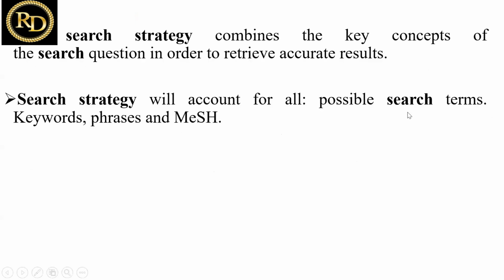So the search strategy combines the key concepts of the search question in order to retrieve accurate results. Once you have accumulated all the relevant terms in one place, you have to combine these terms with the three types of Boolean operators, or Boolean logic, that is AND, OR, NOT. The search strategy should be combined properly so that you can get accurate results. The search strategy will account for all possible terms, keywords, phrases, and MeSH.